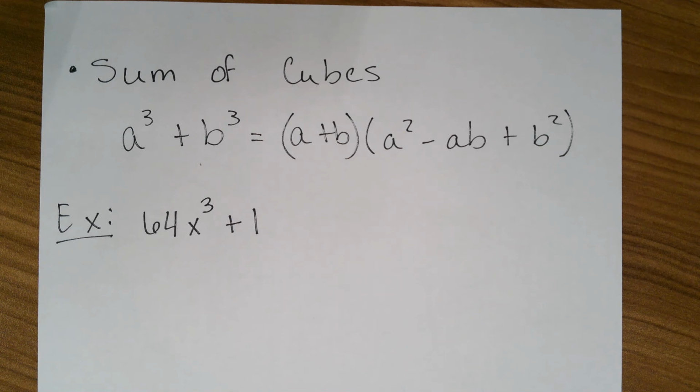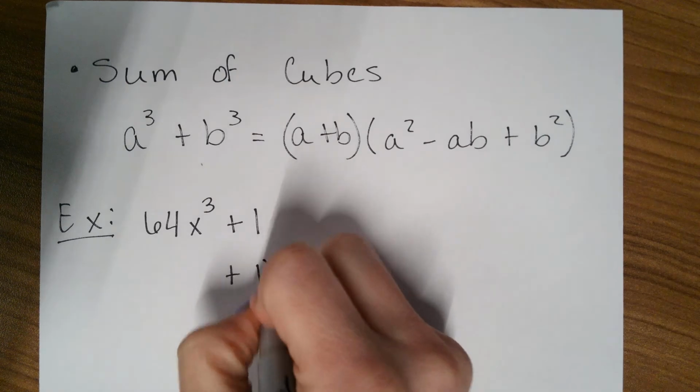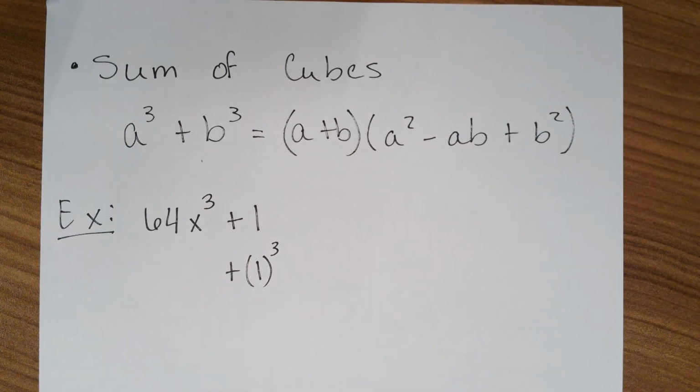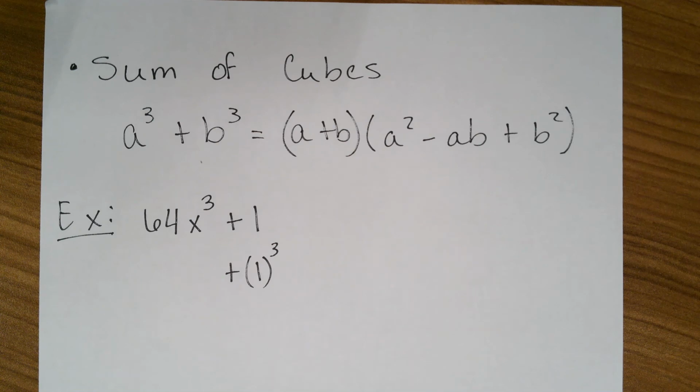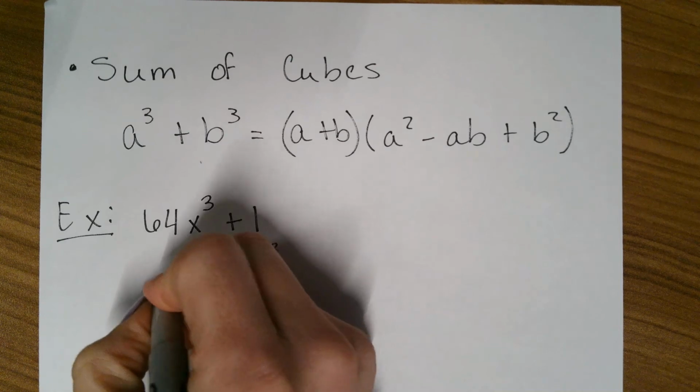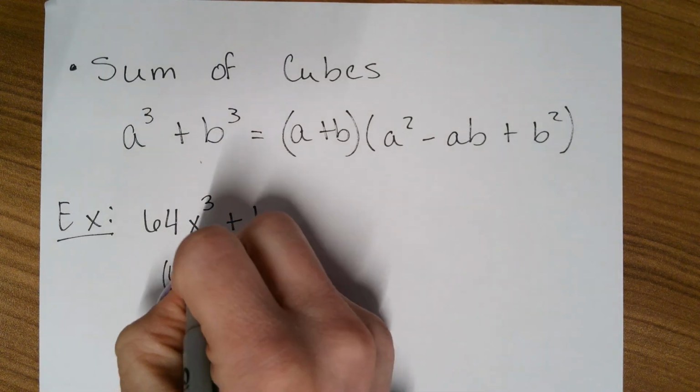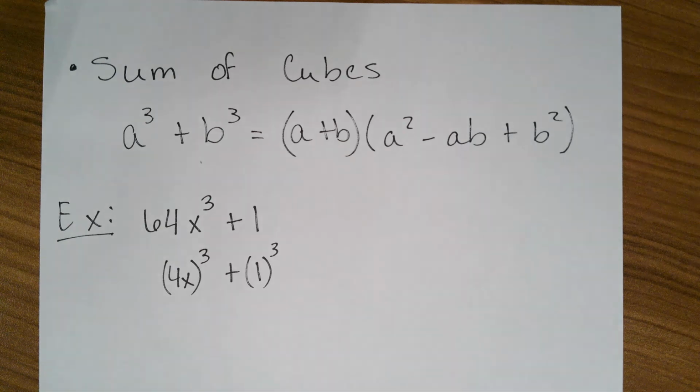64x cubed plus 1. We don't really ever think of 1 as something being cubed, but it is kind of the easiest one to work with. What do I cube that gives me 1? The answer is 1, right? 1 times 1 times 1 will still just be 1. So I know what my B is. Let's start there. B is 1. So if I cube 1, I get 1. So what is A? What do I cube that would give me 64x cubed? The answer is 4x. 4 times 4 times 4 is 64, and x times x times x is x cubed. So A is 4x and B is 1.